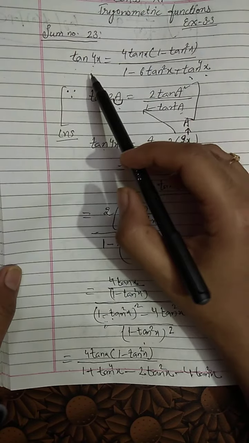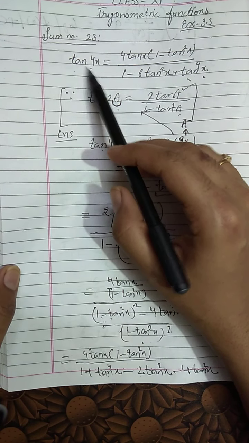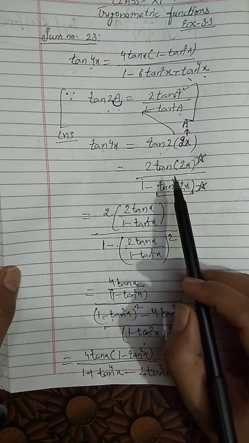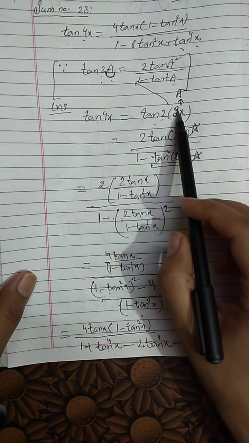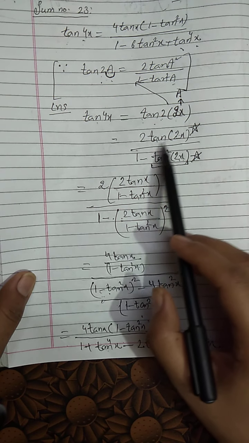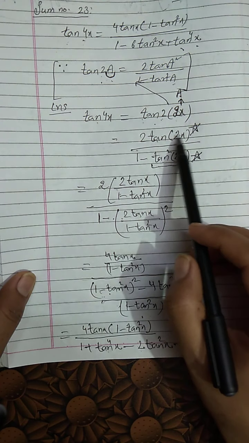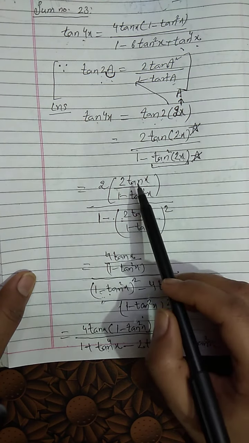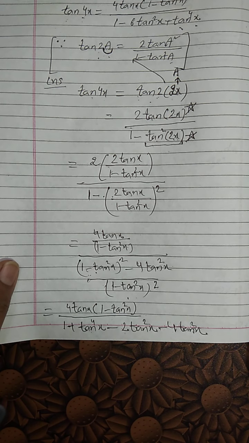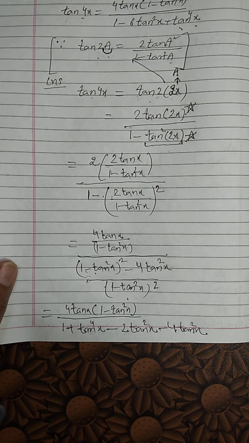So this is how the sum will be done. First of all, we start with the left hand side. Tan 4x we write as tan 2 of 2x, then the tan 2A formula is applied, and when we have applied this formula, again I am getting tan 2x here, tan square of 2x here. So once again the same formula, tan 2A in the numerator, tan 2A in the denominator. Then we are just simplifying, and straightforward our answer is coming. Okay, so this was sum number 23.